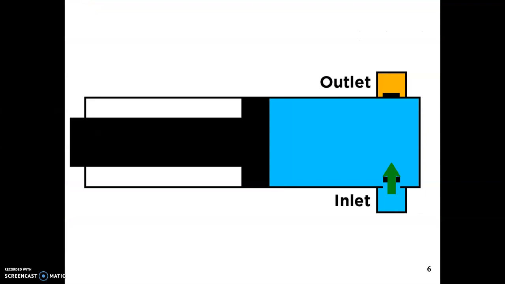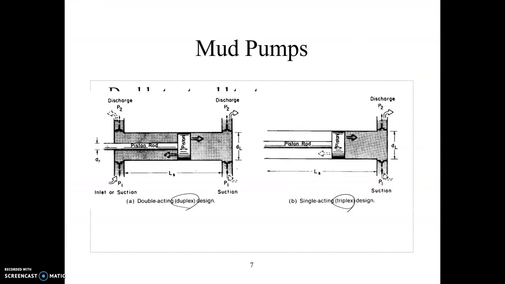So the double acting and single acting pumps, you can see in these pictures. The left picture is the duplex, double acting design. Duplex could be single acting or double acting, but most of the duplex pumps are double acting. Most of the triplex designs are single acting. In single acting, there is only one inlet and one outlet. In double acting, there are two inlets and two outlets. You can see the suction and discharge happening at both the forward and the backward movement.